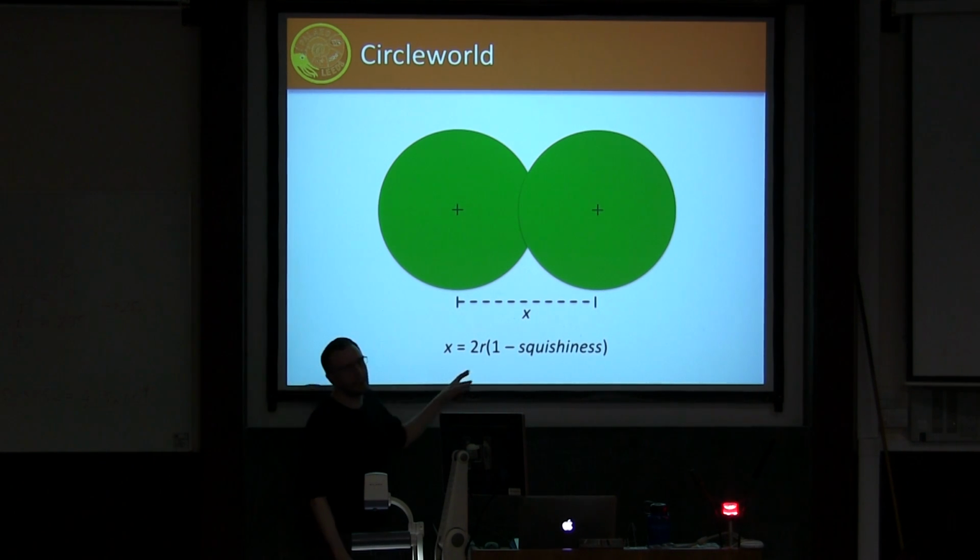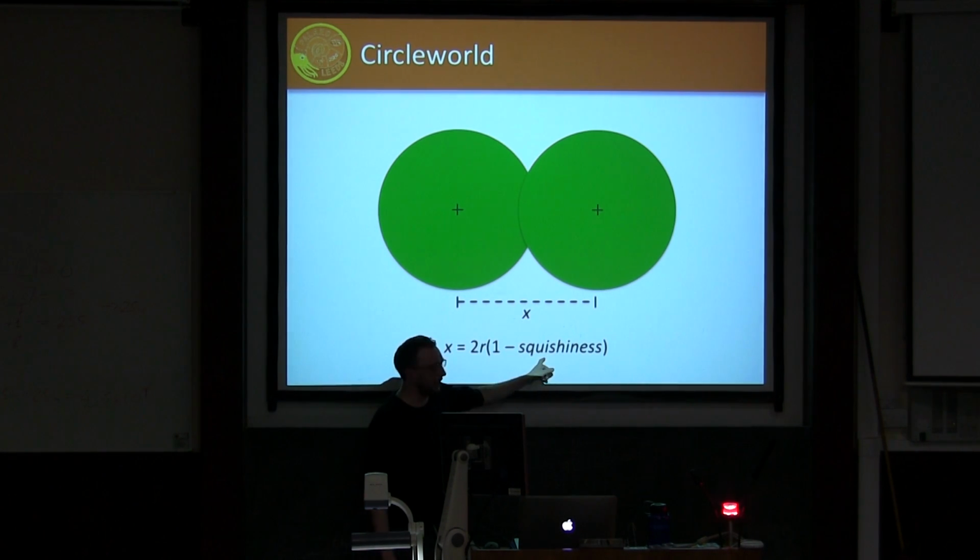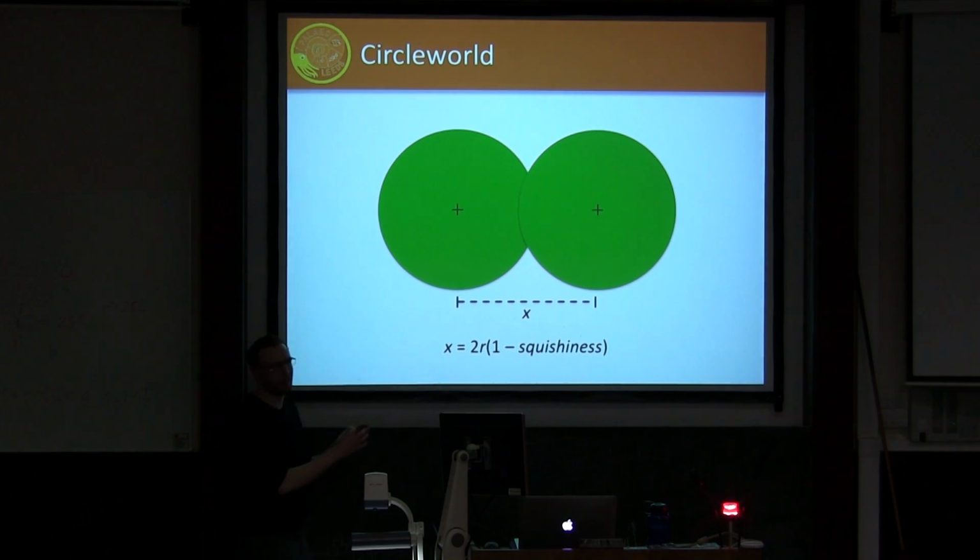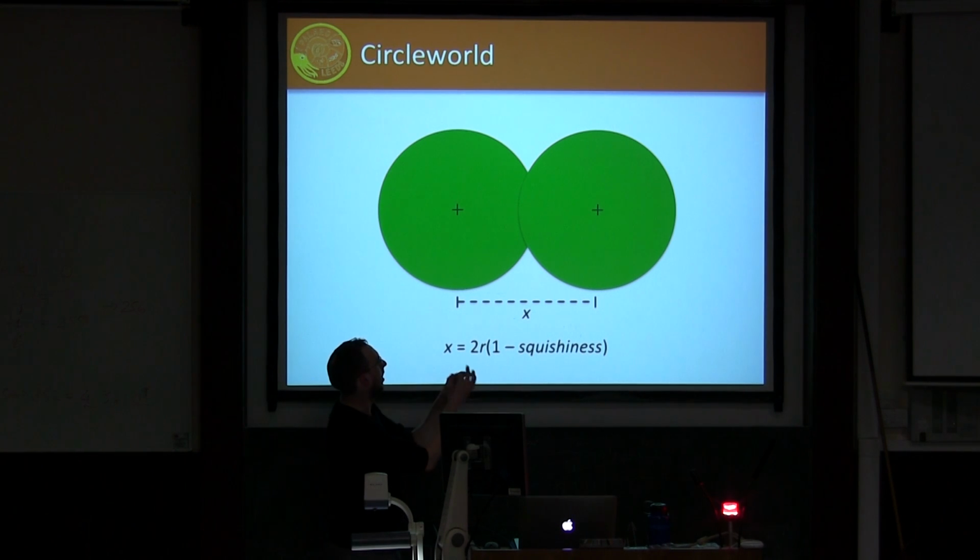But we also wanted to allow them to have some degree of overlap. So we include this parameter we're calling squishiness, which is basically how much they're allowed to overlap before we stop them overlapping further.